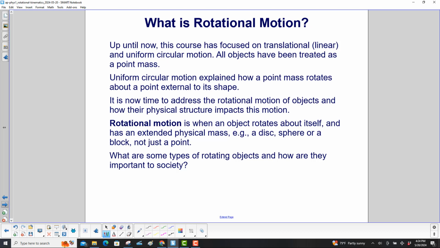It is now time to address the rotational motion of objects and how their physical structure impacts this motion. Rotational motion is when an object rotates about itself and has an extended physical mass. For example, a disk, sphere, or a block, not just a point. What are some types of rotating objects and how are they important to society?